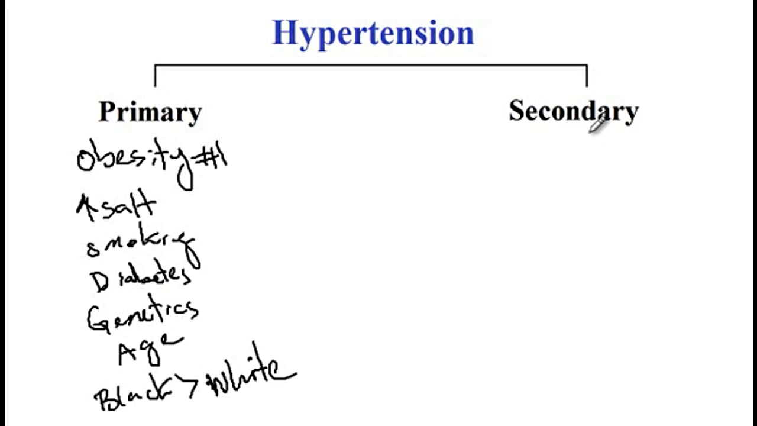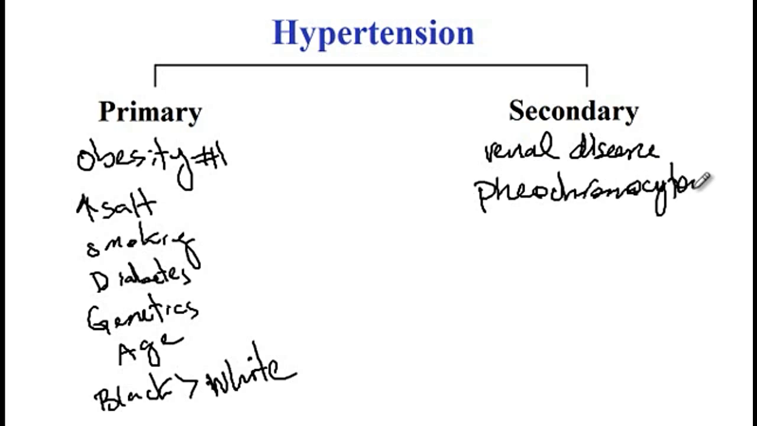And then the underlying causes of secondary hypertension, there is a disease that can lead to the increased blood pressure. For instance, there could be a renal disease or renal artery stenosis, and thus it would cause hypertension. And other causes could be from pheochromocytoma, which is a tumor of adrenal medulla from which there would be increased production of catecholamines and cause hypertension.